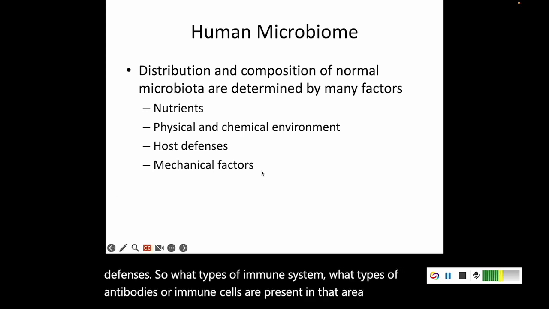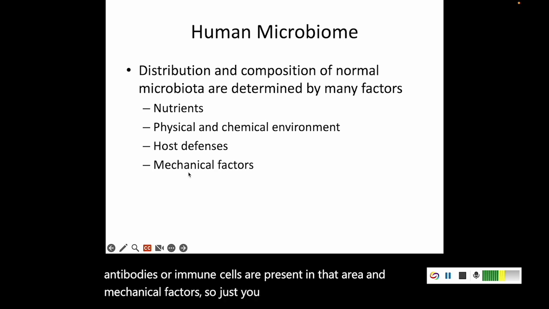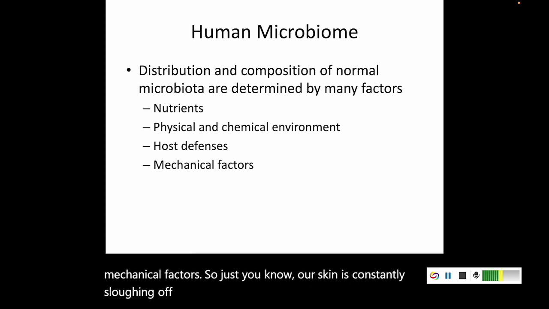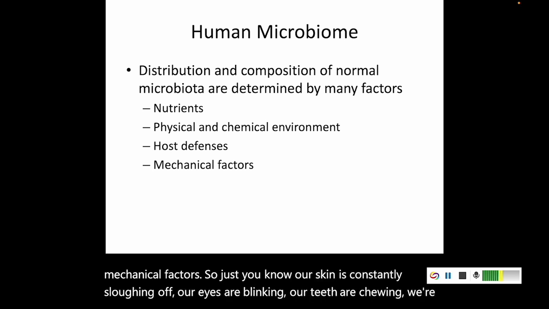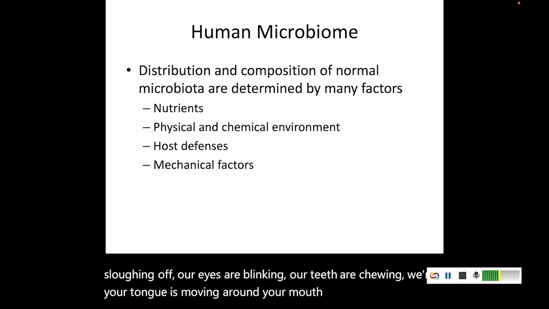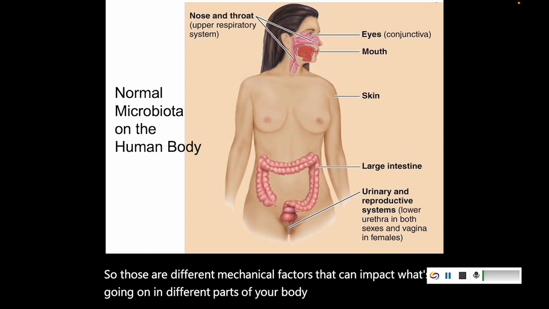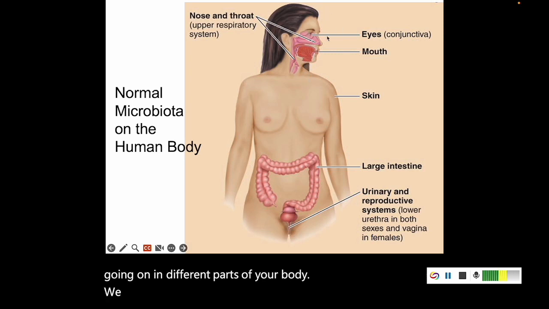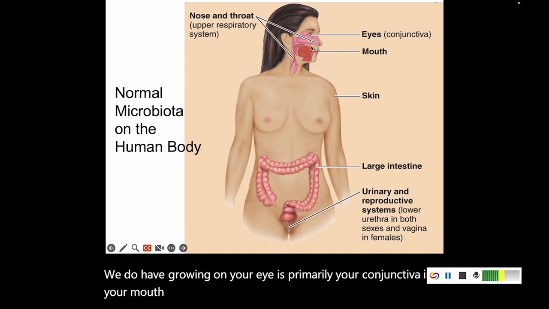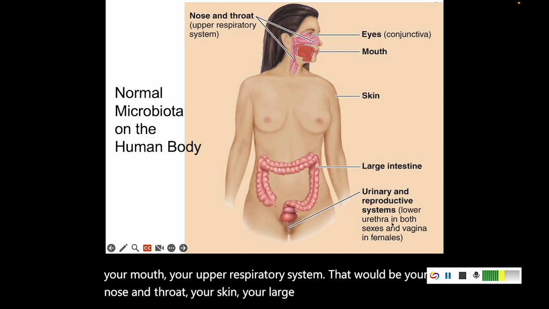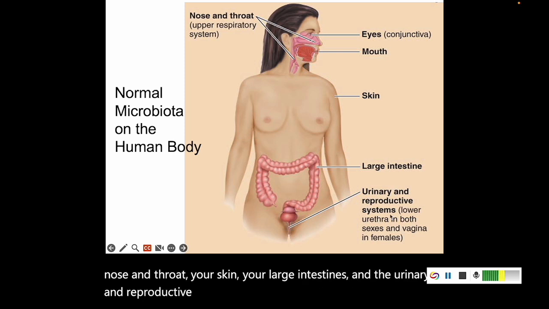And mechanical factors. So just, our skin is constantly sloughing off. Our eyes are blinking. Our teeth are chewing. Your tongue is moving around your mouth. So those are different mechanical factors that can impact what's going on in different parts of your body. We do have microbes growing on your eye, primarily your conjunctiva, in your mouth, your upper respiratory system, that would be your nose and throat, your skin, your large intestines, and the urinary and reproductive systems. This would involve both the urethra in males and females and the vagina in females.